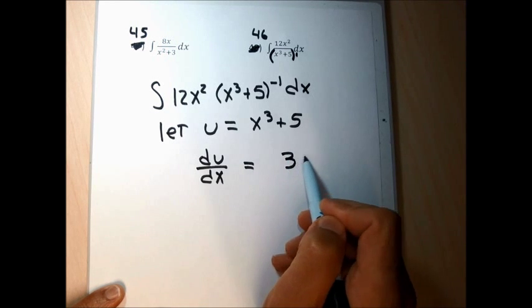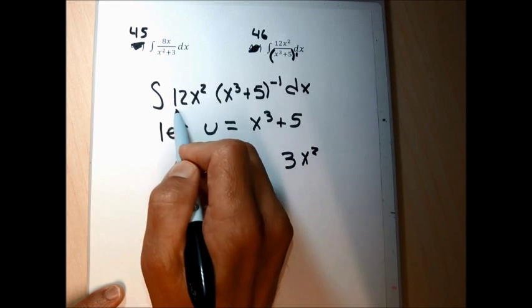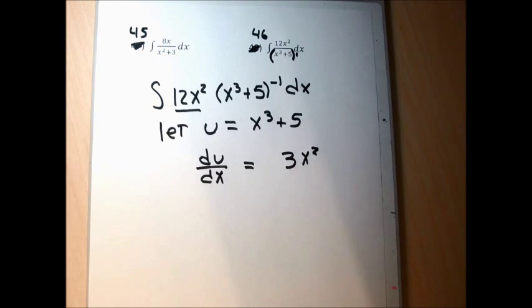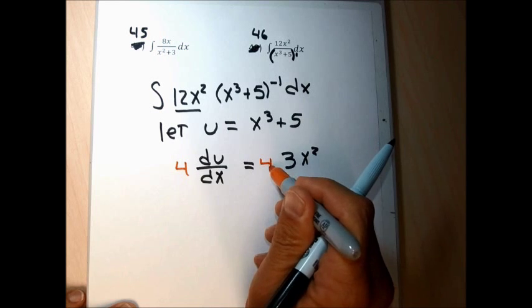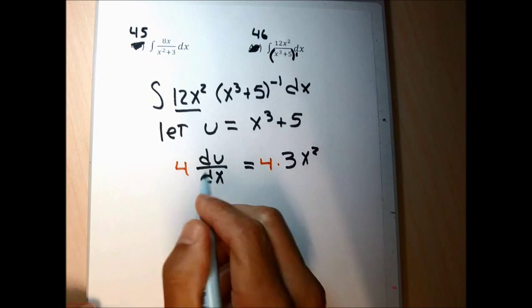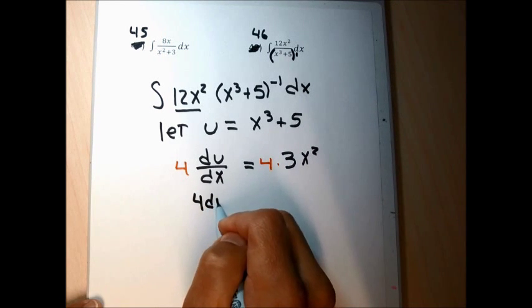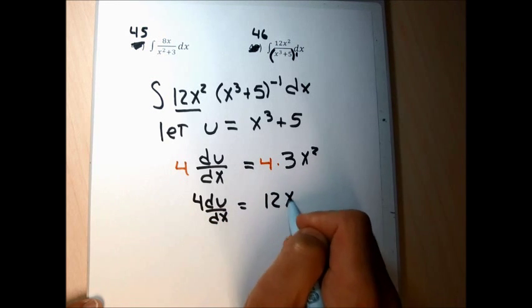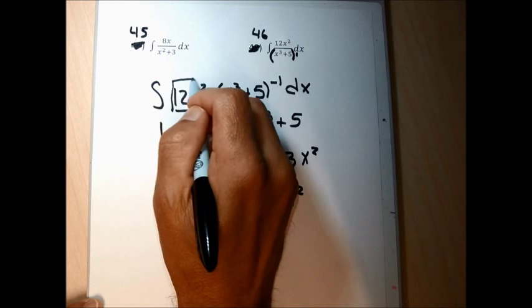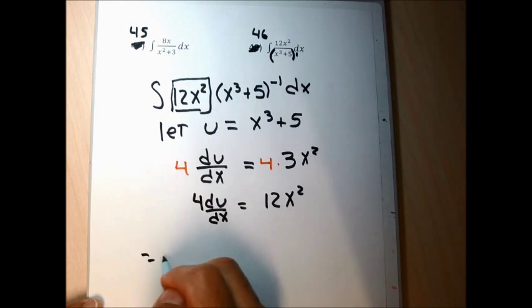The derivative of this is 3x squared, but I need to change out a 12x squared, so I have to multiply. I'm going to multiply by 4, and I'm going to get 4 du dx equals 12x squared. So now I'm going to substitute in for this. I'm going to put 4 du dx.